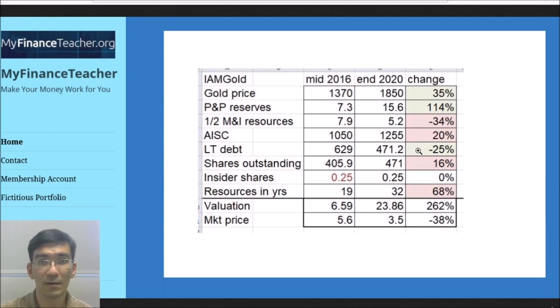As gold price improved, the company has paid back quite a lot of its debt, which decreased by around 25% between 2016 and 2020. However, a big negative sign here is an increase in the amount of shares outstanding.